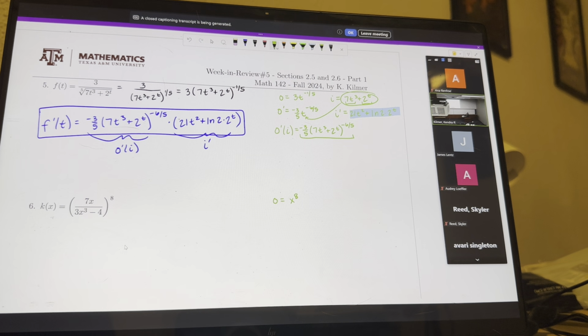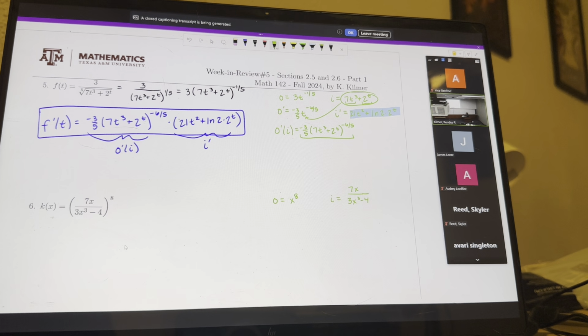X to the 8th, right? Because we're taking this function and we're raising it to the 8th power. Our inner function would be everything inside those parentheses. So 7x divided by 3x cubed minus 4.